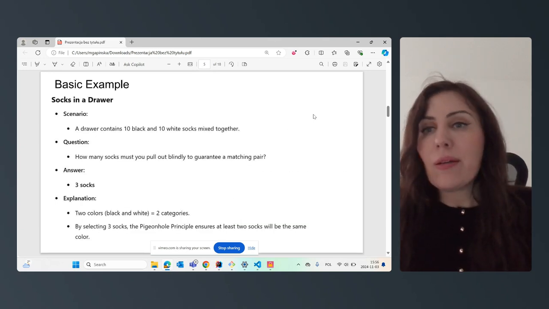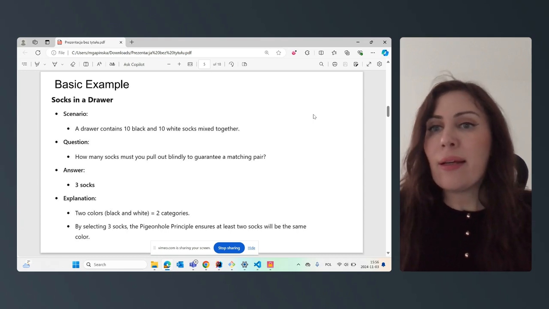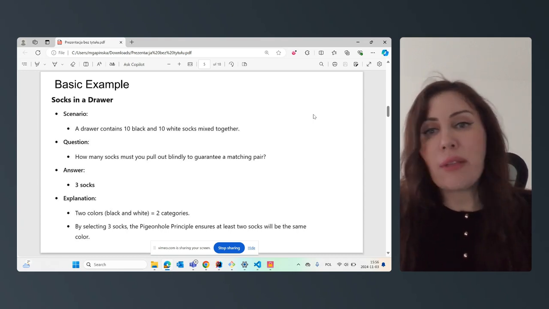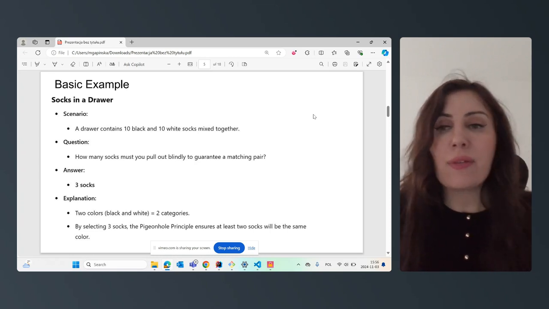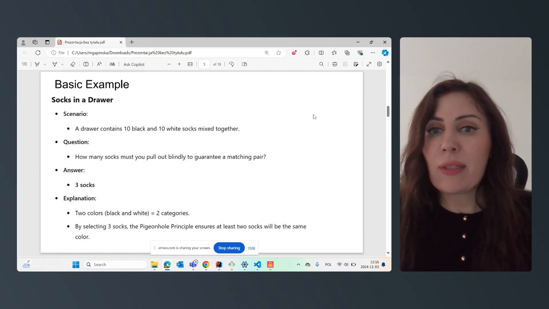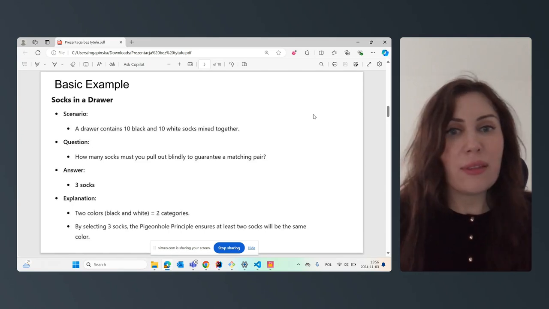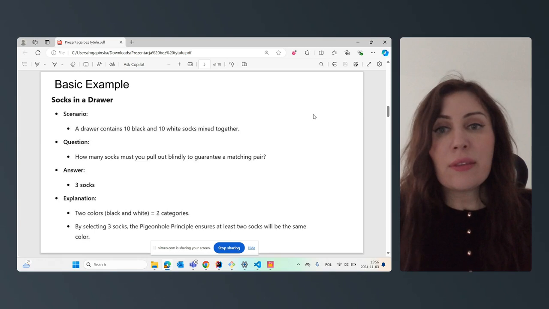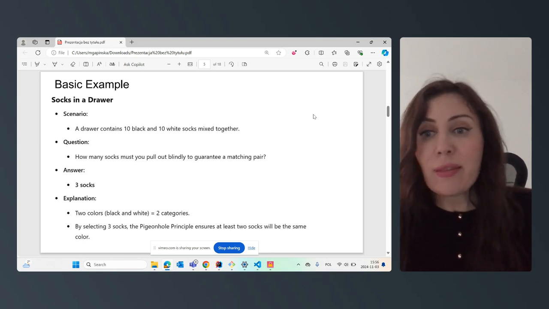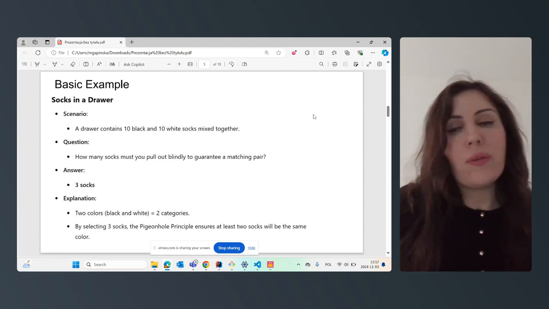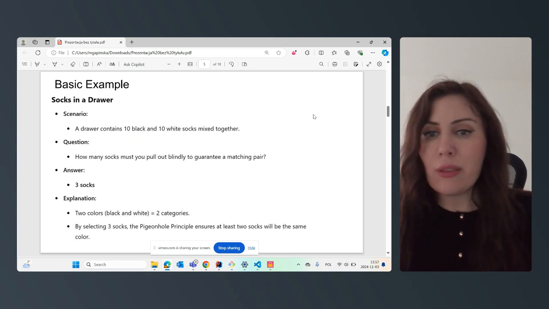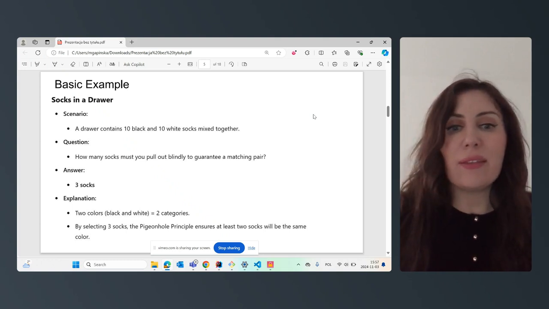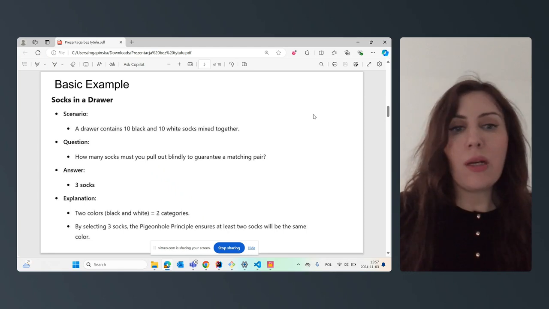Basic example. Socks in a drawer and scenario. A drawer may contain 10 black and 10 white socks mixed together. There is a question: how many socks must you pull out blindly to guarantee a matching pair? The answer is 3 socks. Explanation: there are 2 colors, black and white, which equals 2 categories. By selecting 3 socks, the Pigeonhole Principle ensures at least 2 socks will be the same color.